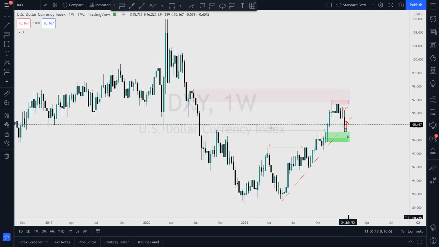What I'm going to do today is set up our POIs, our places of interest. I'm going to look for POIs where price could come into contact. When price comes into contact, we're going to look for the reaction.